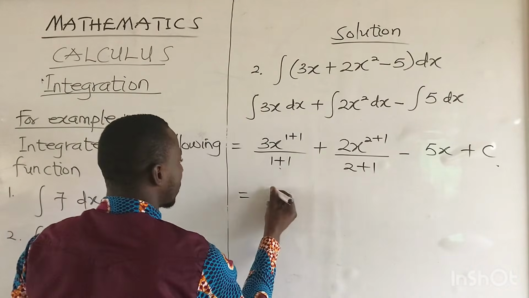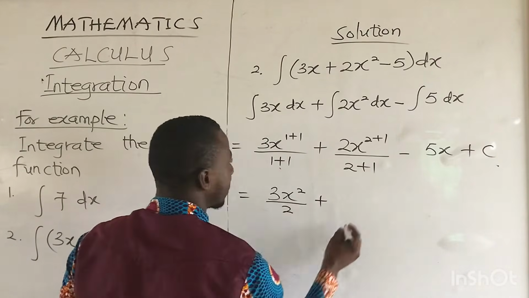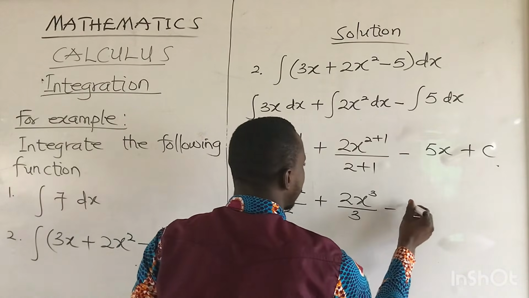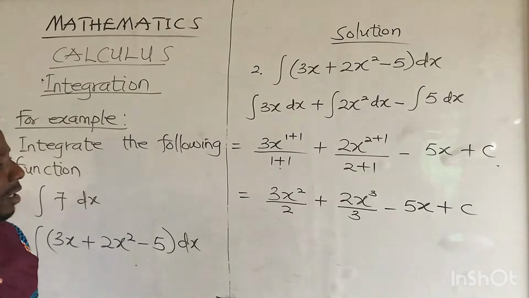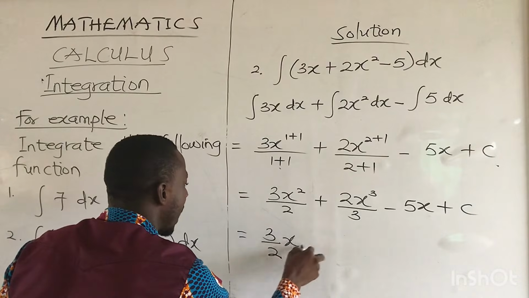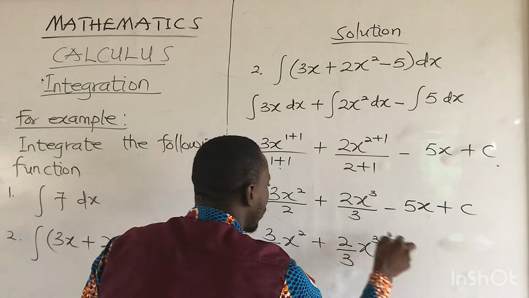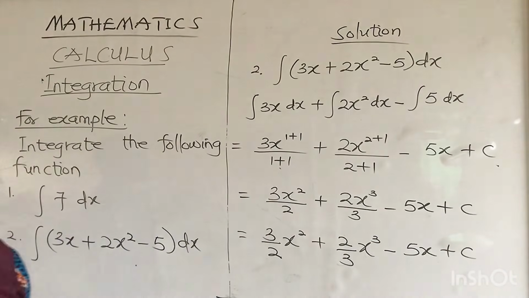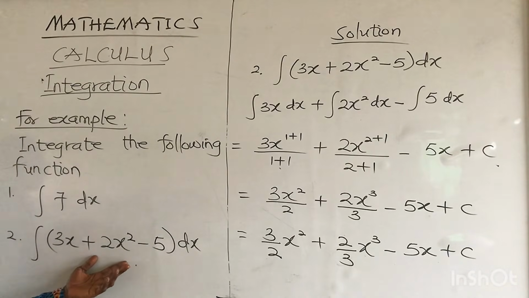So from here we are going to get 3x squared all over 2 plus 2x cubed all over 3 minus 5x plus c. And this can be written as 3 over 2x squared plus 2 over 3 x cubed minus 5x plus c. And this will be the final answer when you are integrating the function we have here.